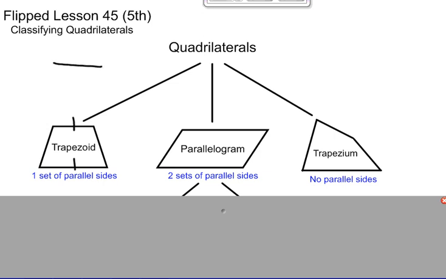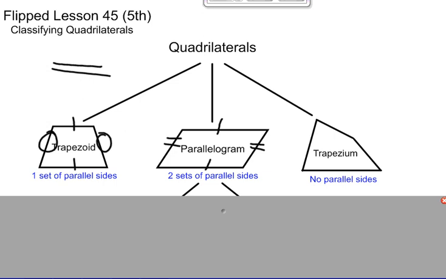This idea, those lines right next to each other like that. So we have one set, since this line and this line are not parallel. And finally, we have our last type, which is a parallelogram, which has two sets of parallel sides. So this line is parallel to this line, and this line is parallel to this line. By looking at those definitions, we have our three types of quadrilaterals.